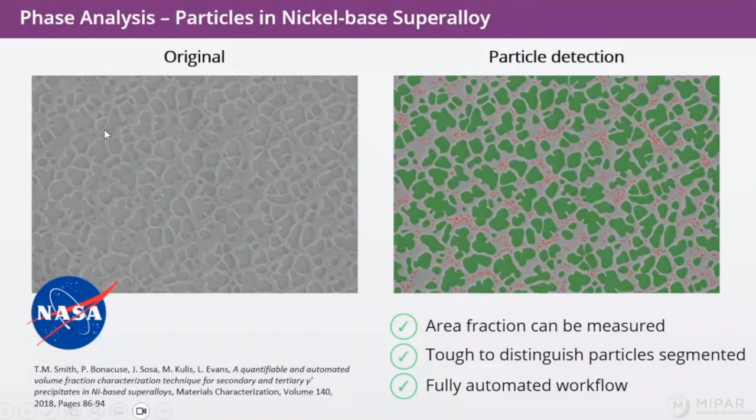Because we have brightness variations, you can see as we moved from left to right, the image is not uniform in terms of imaging condition. It makes it even more challenging for some of these particles to be distinguished. But again, with the help of MIPAR, you can see that this problem was solved very accurately, and we were able to pick up the particles in all the areas of the microstructure very precisely. Once we can, again, identify the two different phases, we can do measurements such as area fraction.